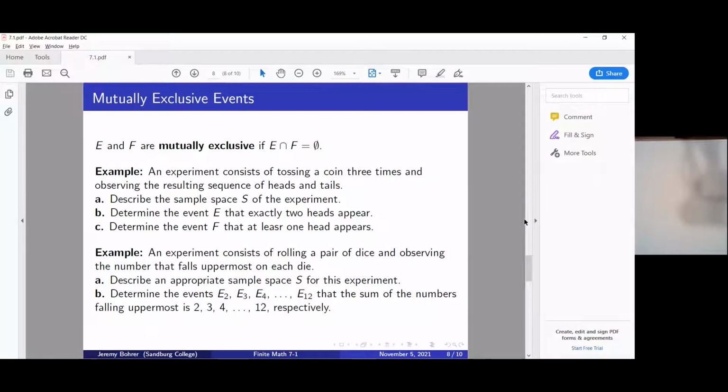In this video, we're going to look at these problems on page 8 of the 7-1 slides. Our first example, an experiment consists of tossing a coin 3 times and observing the resulting sequence of heads and tails. Describe the sample space S of the experiment, determine the event E that exactly 2 heads appear, and determine the event F that at least 1 head appears.